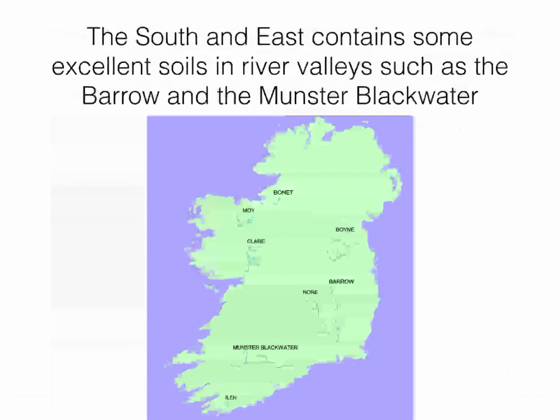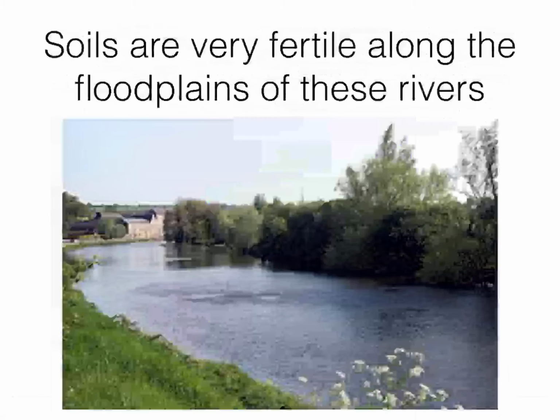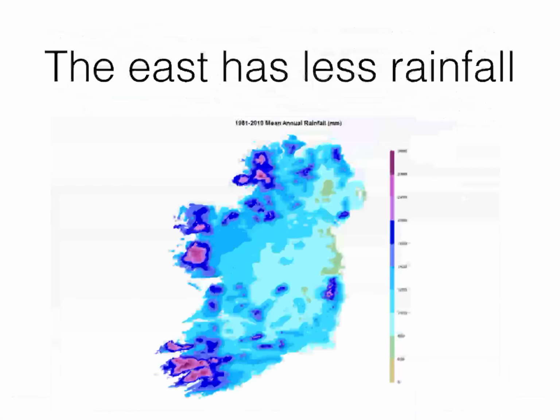The south and east contain excellent soils, okay, along the rivers Barrow and the Munster Blackwater. So the soils are really fertile. That means that farming is going to be good. That means you can grow a wider variety of crops.